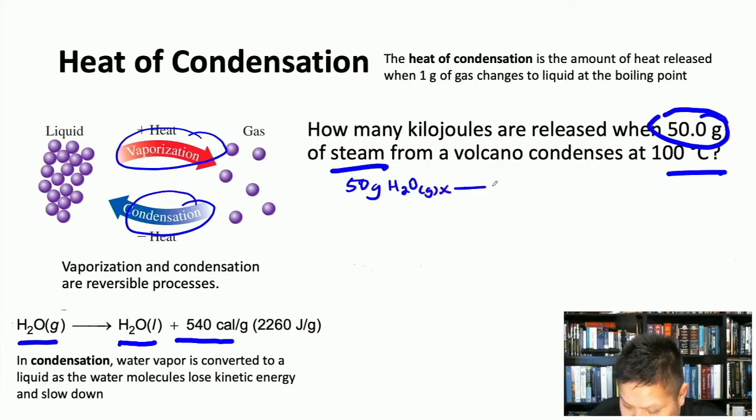You can multiply that, again, the same way we did in the last heat of fusion one, except this time it's a different number because it's the heat of condensation slash vaporization, right? This number is going to be 2,260 joules per gram, right? We always want to convert this into kilojoules because it's going to be a big number if we don't. For every 1 kilojoule, there are 1,000 joules, right?